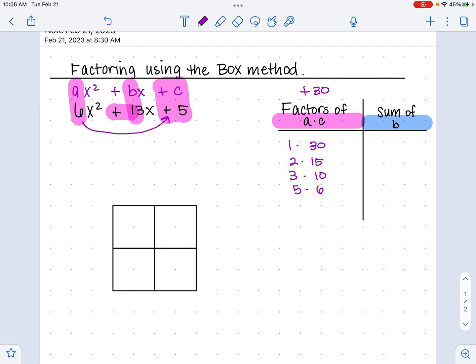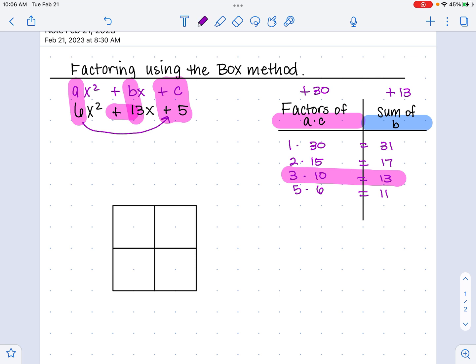Now, which one of these is the set that we're going to use? The way we figure that out is that we add them, and that will give us the sum of our B term. In this case, our B term is a positive 13. So if I add my factors, 1 plus 30 equals 31, 15 plus 2 equals 17, 3 plus 10 is 13, and 5 plus 6 is 11. The factors that multiply to give me 30 but add to give me 13 are 3 and 10. So that's the set that I'm going to use.